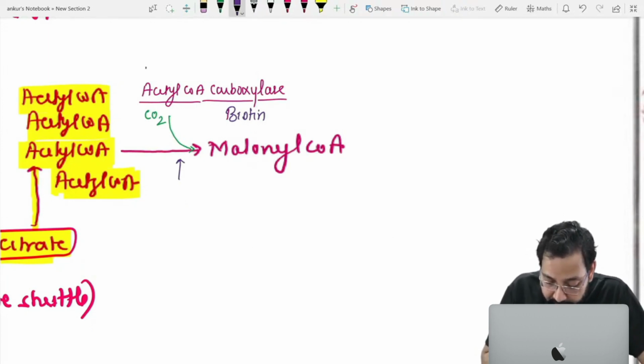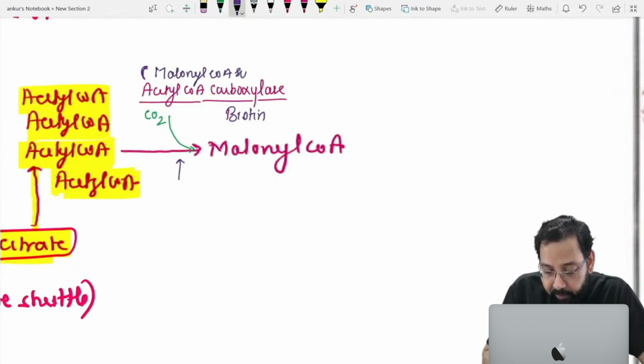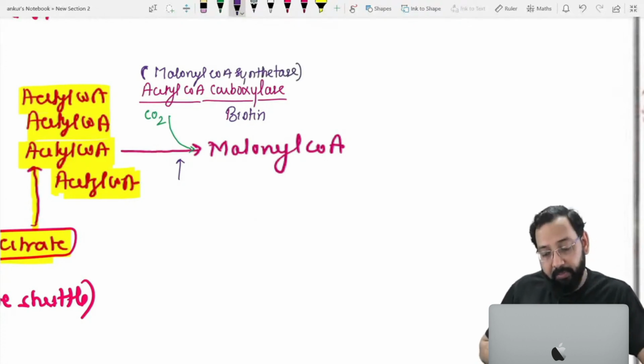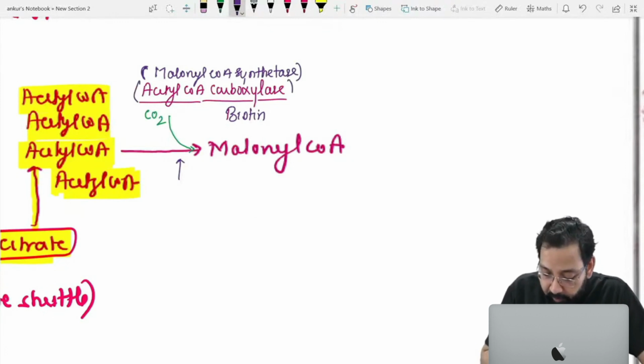Another name for the same enzyme is malonyl coenzyme A synthetase. Clear?